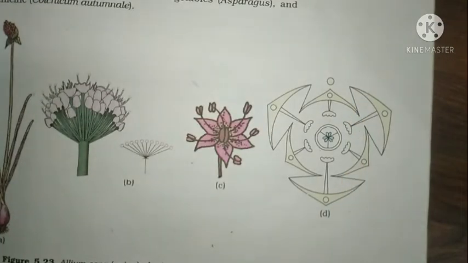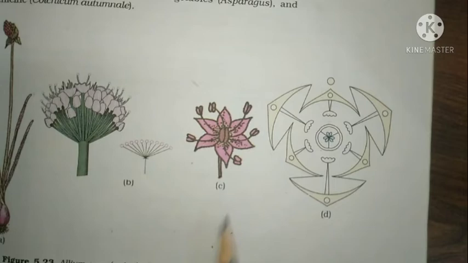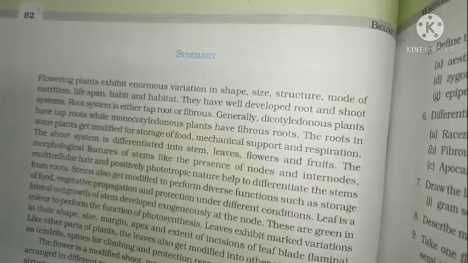Allium cepa, the onion plant. A is the plant, B is the inflorescence, C is the flower, D is the floral diagram. Then, summary.